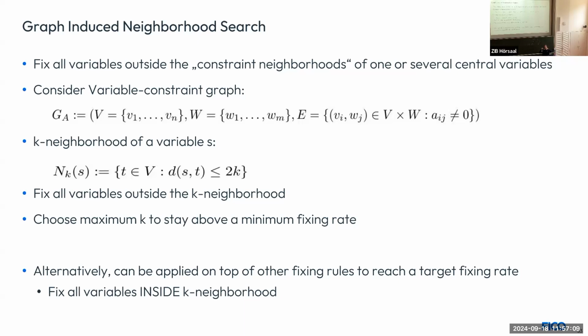You can either say this is a part of the problem which I want to keep open, and I will fix everything outside, or the other way around. That's the part of a problem that I want to fix. And then I see how the variables are connected to each other via the constraints. So I find clusters of variables that I keep open or fix. I'm actually not even sure in which way I formulated it here on the slide.